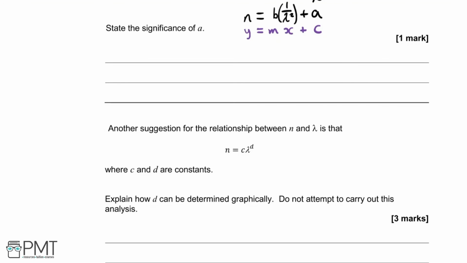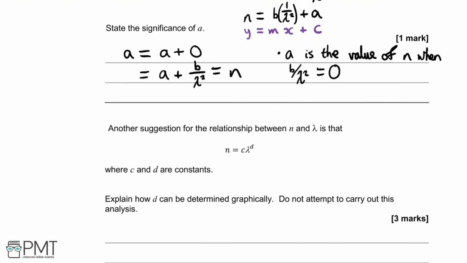Well, let's look at what A actually means here. If we're looking at A on its own, let's write it as A plus 0, first of all. Now that seems obvious, but actually, if we treat n as being equal to a plus b over lambda squared, we can write that underneath. So what we're saying there is a is the refractive index when b over lambda squared is equal to 0. Now, because we've got an inverse squared function here, if the value of b over lambda squared is going to be 0, then that means that the value of lambda squared is going to be very large, basically infinite.